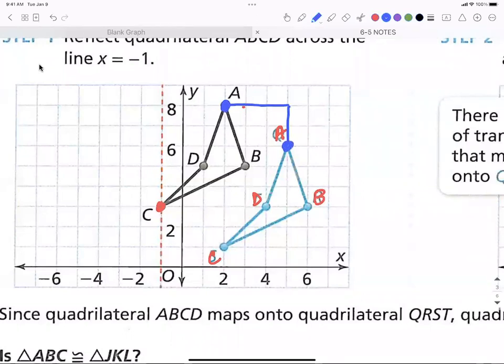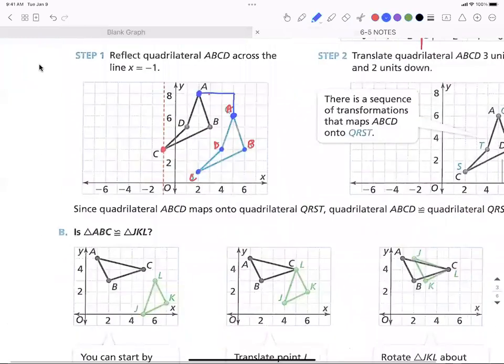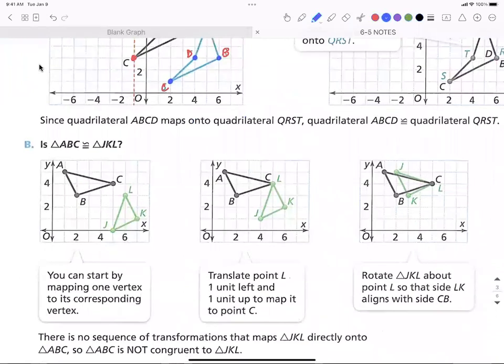Then with B, D, and C, you're going to do the same thing. You're going to translate them 3, 2, 3, 2, 3, 2. You're going to drop these new points. Now, were we able to get our original pre-image dropped perfectly on our image using translation, reflection, or rotation? Since the answer is yes, are these 2 images congruent? Yes, they are. So you just have to run the test and see if they can be mapped right on top of each other. You'll notice in this one, I like this B example because they do it all on one graph.